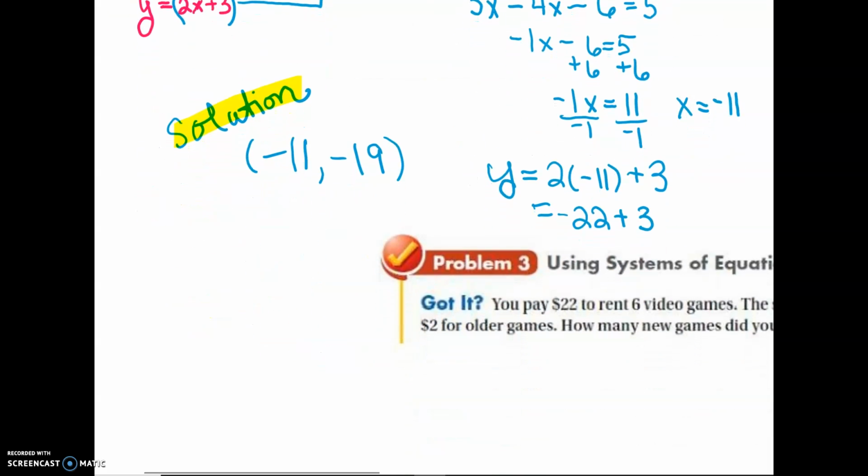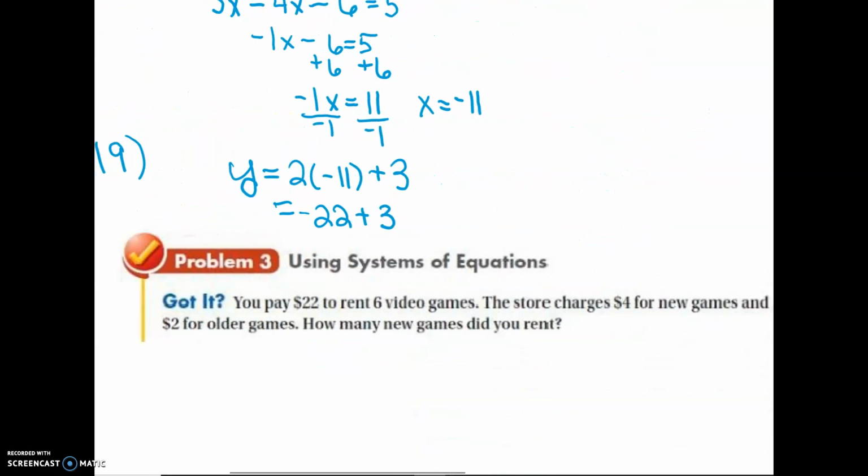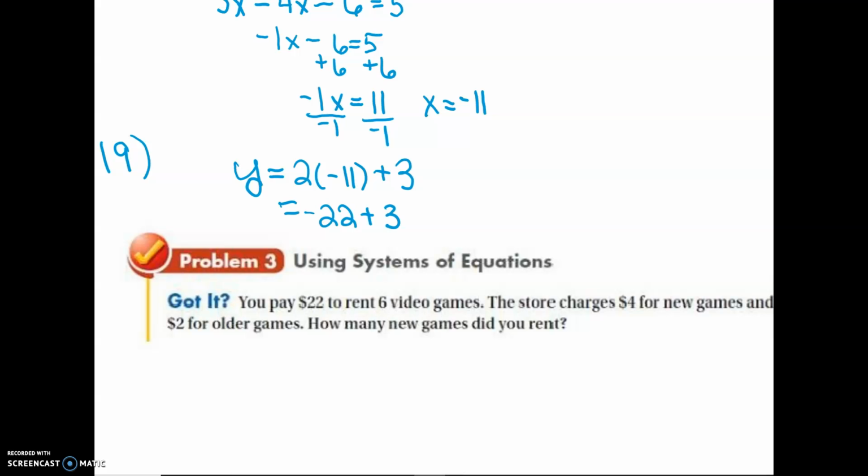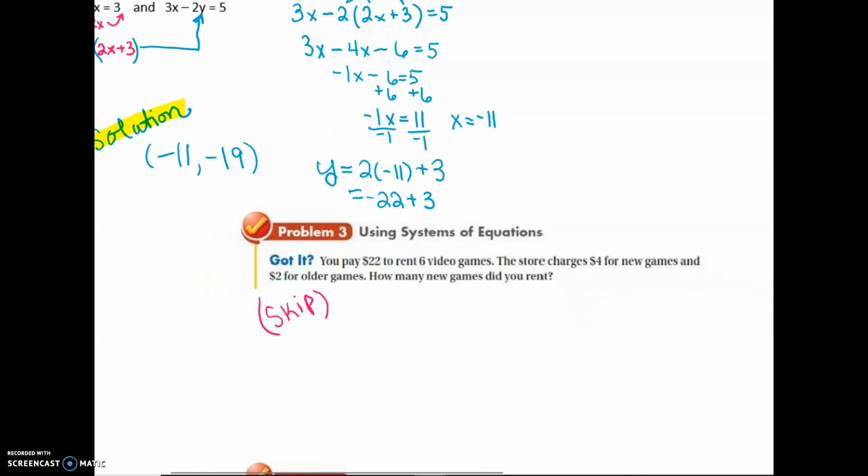Problem 3 has to do with a word problem format. And right now we're going to skip this as we will spend a whole day, actually several days, working with word problems and systems. So I'm going to hold off on that and we'll get back to that.